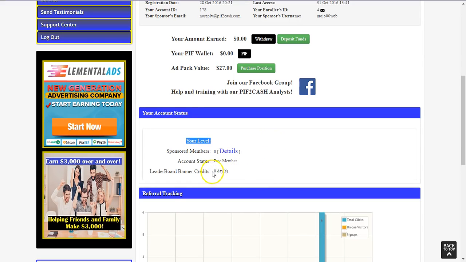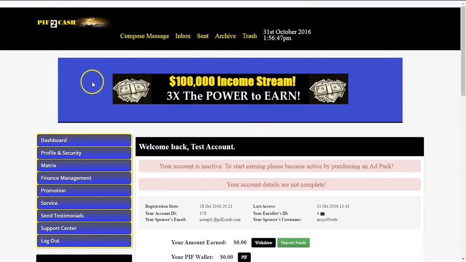Also down here, you can see what your leaderboard banner credits are. You get leaderboard banner credits, and this is the leaderboard up here. So if you're wondering what the leaderboard is, this is the leaderboard right here. This is good for 15 days. After 15 days, you would have to repay or have credits in your account in order to put this banner in. This is one of the most important banners in the system, so if you run out of credits, you need to purchase another position so that you can put a leaderboard in.